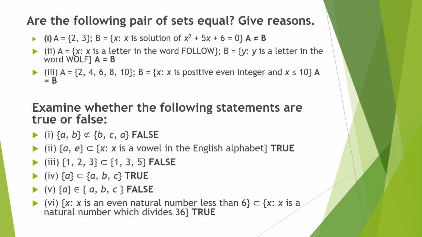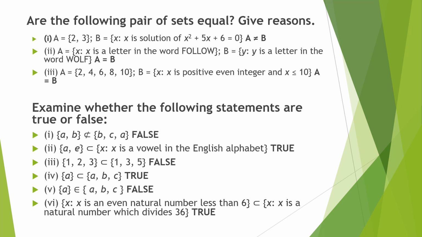Third one, A, set of all integers 2, 4, 6, 8, 10 and B is set of all integers which are positive and even. So x is positive even integer and x is less than or equal to 10. So B will also consist of 2, 4, 6, 8 and 10. So both are having same elements, A equal to B.